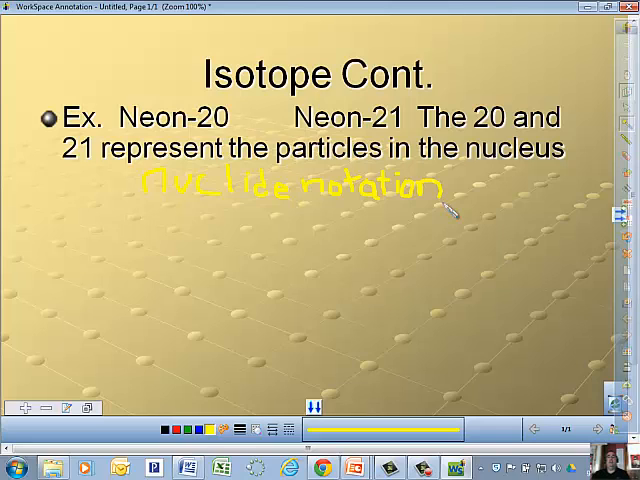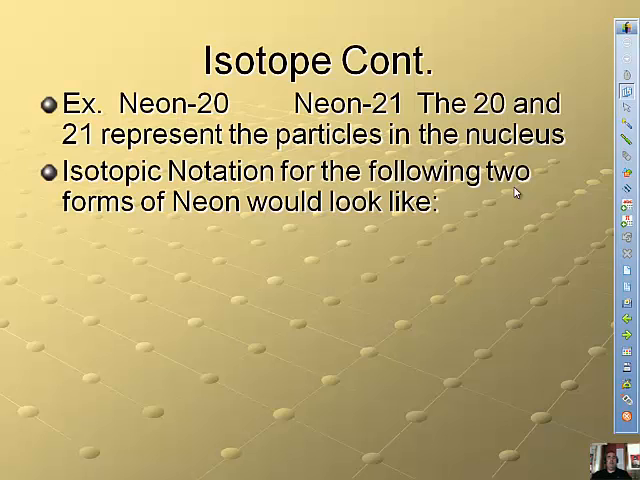So again, this neon 20 and neon 21, this is going to be referred to as nuclide notation. The 20 and 21 just represents the total number of particles in the nucleus of an atom. Now again, remember, atomic number is just the protons, but the 20 and 21 is going to tell you the total number of particles in that nucleus. Isotopic notation for the following two forms of neon would look like this. So we have isotopic notation, and the one earlier that I just showed you was nuclide notation.